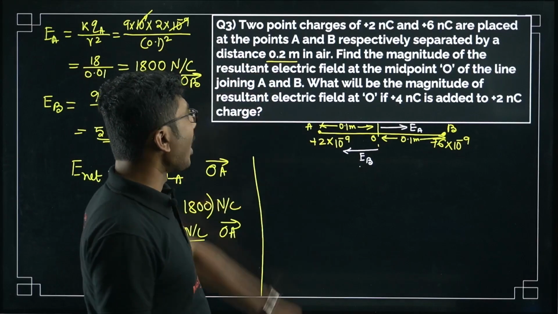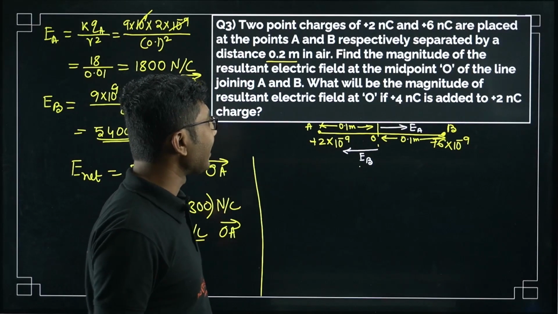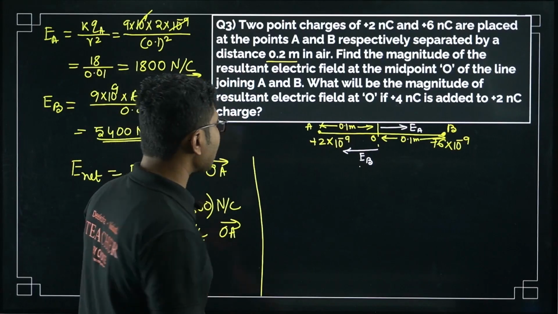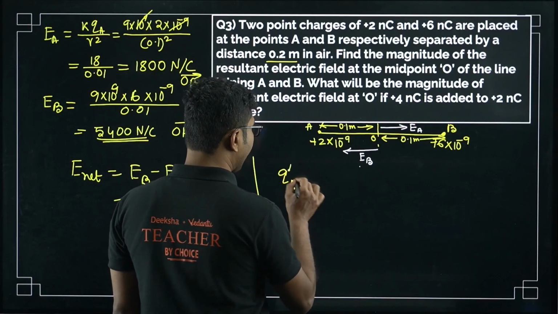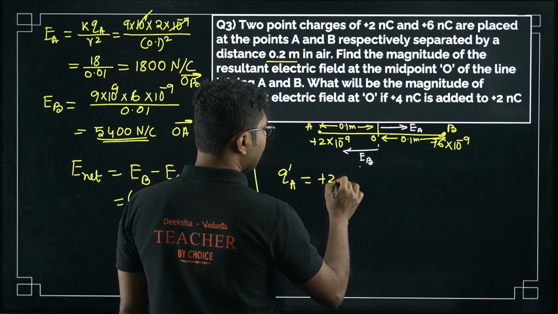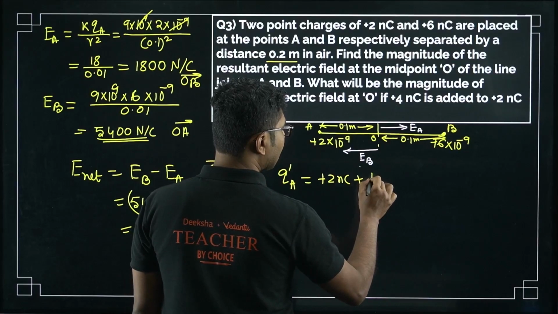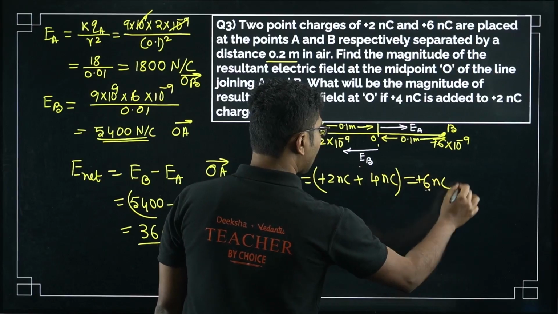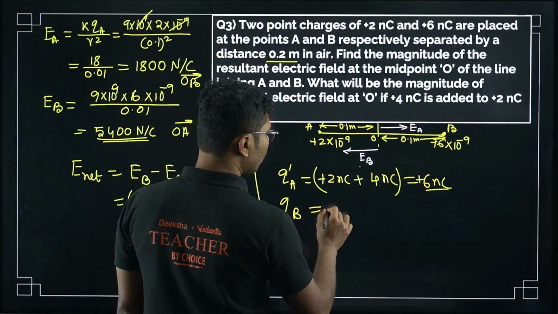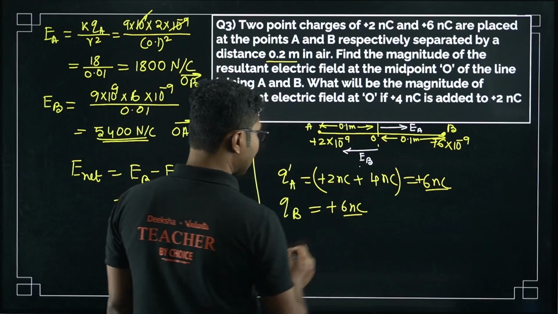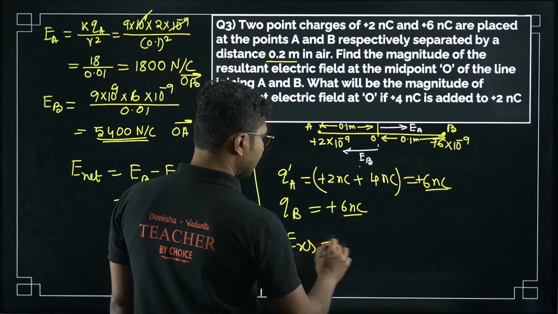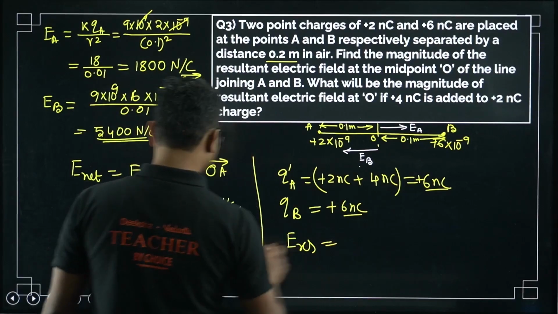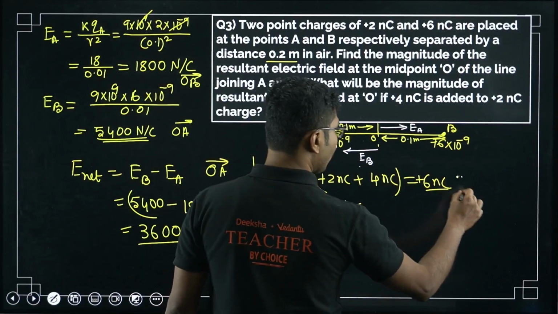Next part is what will be the magnitude of the resultant electric field at O if plus 4 nanocoulomb is added to plus 2 nanocoulomb charge. In that case, the new QA will be plus 2 nanocoulomb that was already there, and you have added another 4 nanocoulomb. So the total charge will definitely be 6 nanocoulomb. So both charges QA dash and QB dash will be plus 6 nanocoulomb. So the resultant electric field will be 0, because EA and EB will both be the same in magnitude. Both are equal.